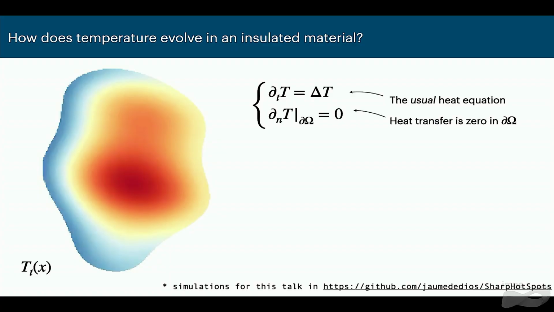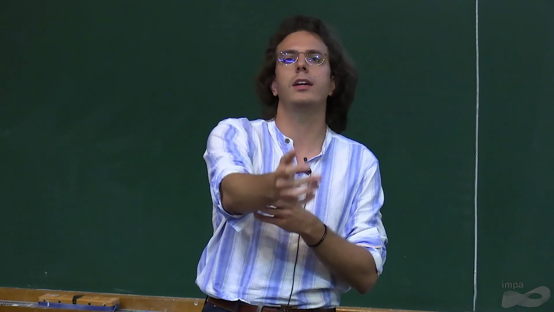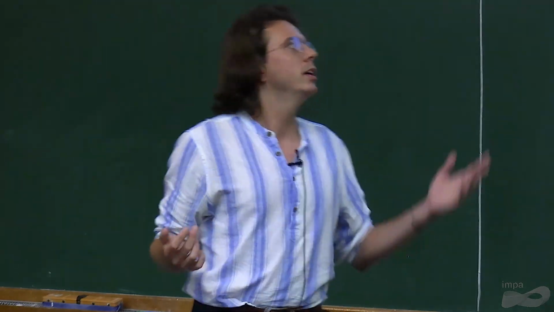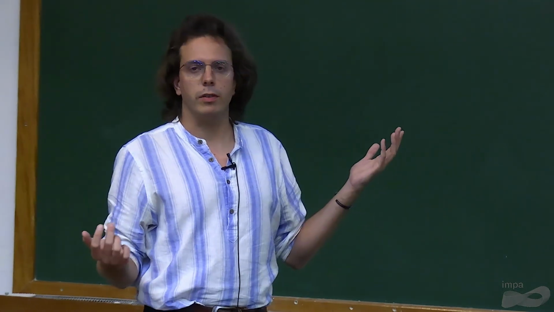And what does thermally insulating mean? It means that we don't exchange any heat with the environment. The heat goes from cold to hot places, so it goes in the direction of the gradient of the temperature. If I'm not exchanging any heat with the environment, what that means is that the gradient cannot cross the boundary, because otherwise I would be exchanging heat through this boundary. So this is the heat equation of an insulating material.